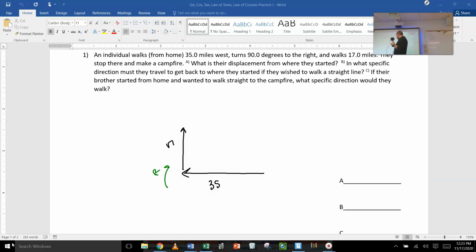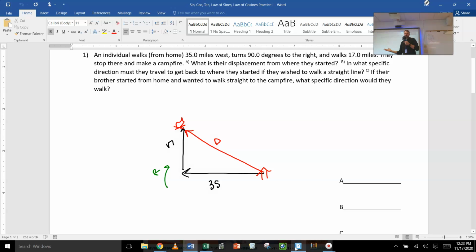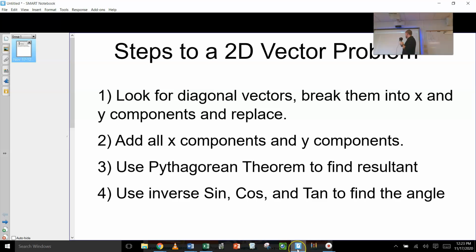What's your displacement? Your displacement is this right here. The difference from where you started, home, to where you're at now. That's the campfire. So this one, we're going to look for diagonal vectors. There are no diagonal vectors in this one. So we're going to skip right to number 2.